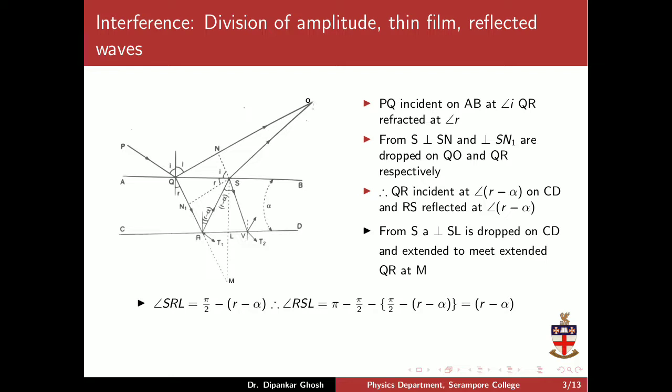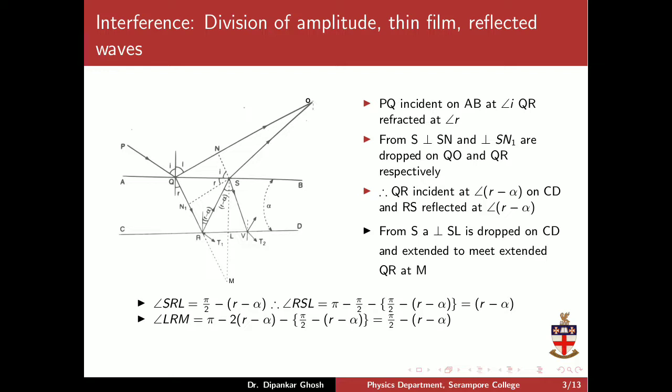This is very important. You need to understand this. Okay, please check it out. So if angle RSL is equal to r minus alpha, we need to find what is the value of angle RML. Now RML is an angle inside the triangle RLM. RLM, this triangle, is also a right angle triangle with angle RLM as the right angle.